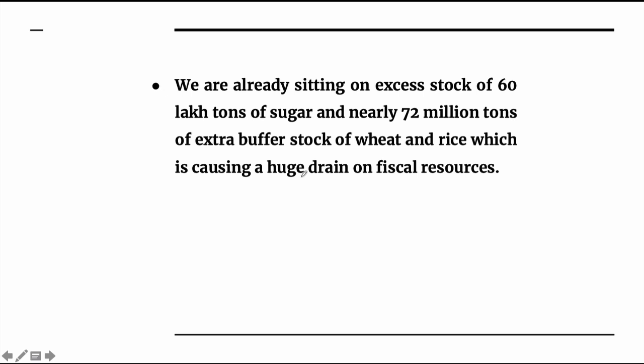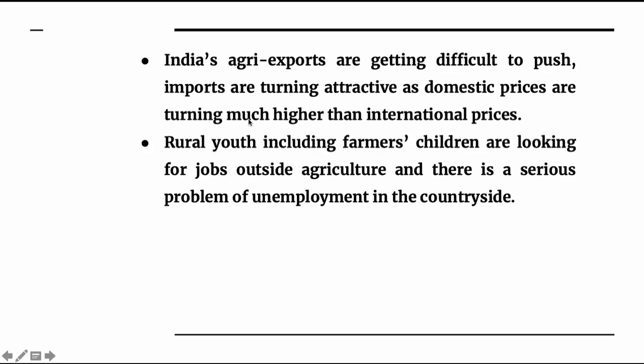So we are already sitting on excess stock. We have a stock of 60 lakh tons of sugar and nearly 72 million tons of extra buffer stock of wheat and rice. These stocks are managed by the government, and they need to spend a lot of fiscal and financial resources in order to manage them. India's agri-exports are getting pushed out, and imports are turning attractive as domestic prices are turning much higher than international prices.